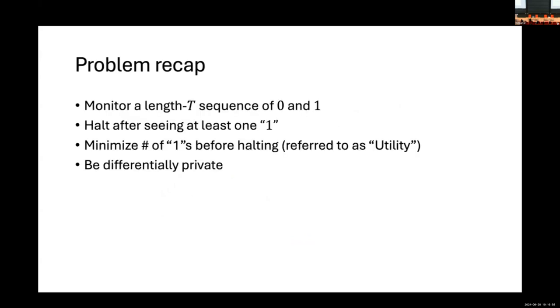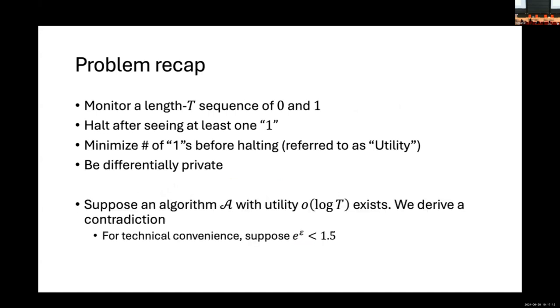So let me go to a quick proof overview. Just to recap the problem, you want to monitor the sequence of 0 and 1s, and you want to halt after seeing at least 1. You want to minimize the number of 1s before halting, which we refer to as utility.